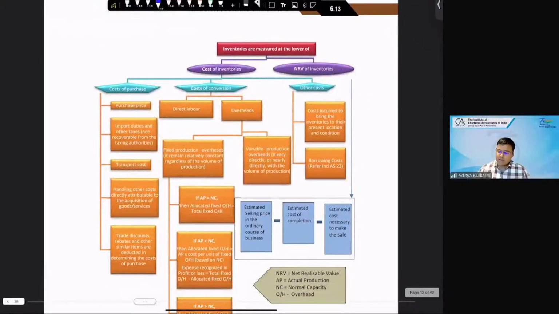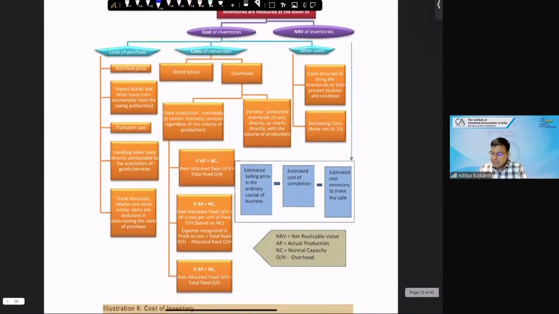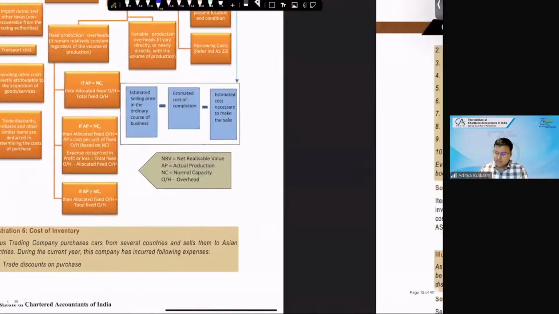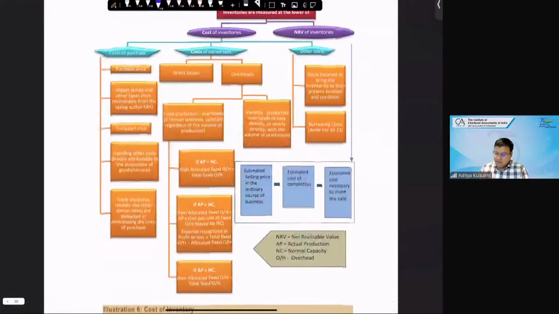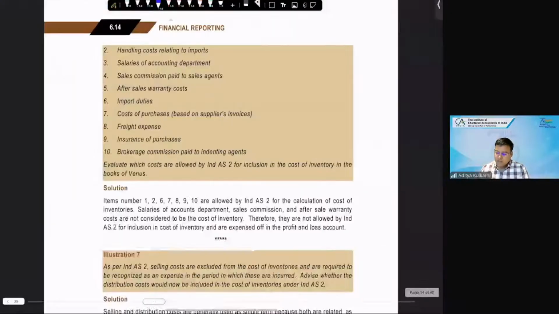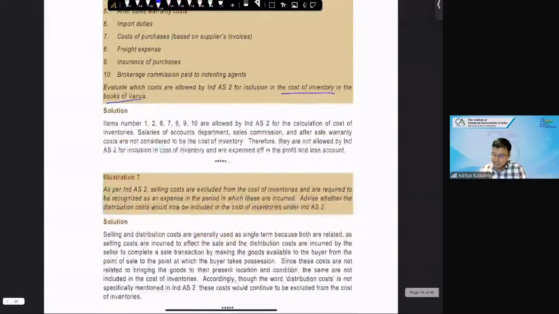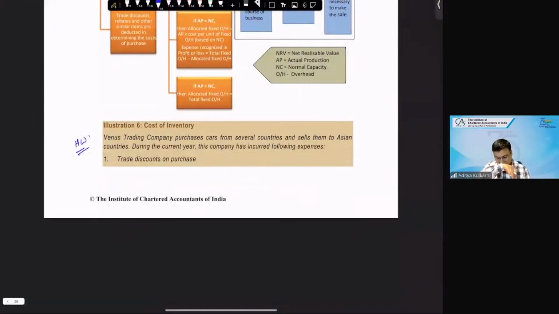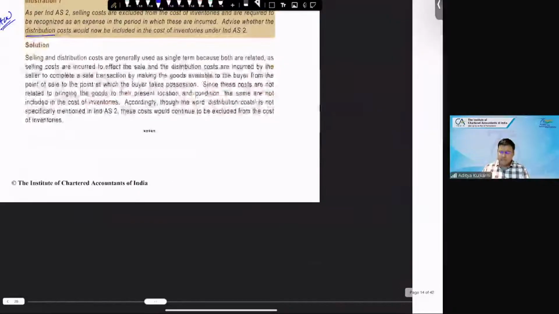So this chart you can go through. It's absolutely easy. This illustration 6, you need to identify what is going to go in inventory under Ind AS 2. Selling costs are excluded. Distribution cost, would you include? Answer is no. Distribution, selling are all part of the same, only the name differs. So this also go through as homework. These are not going to form part of your examinations anywhere.